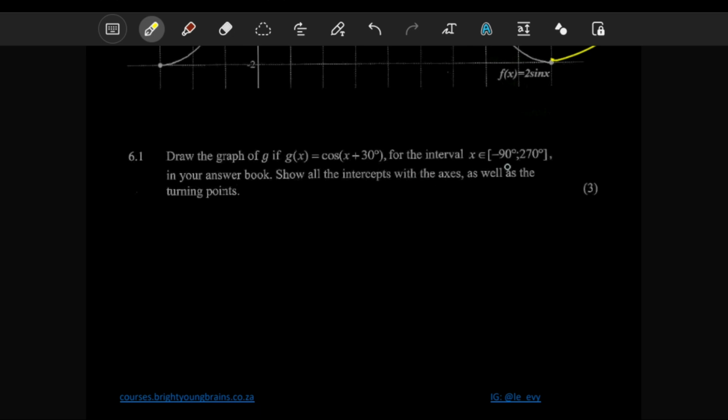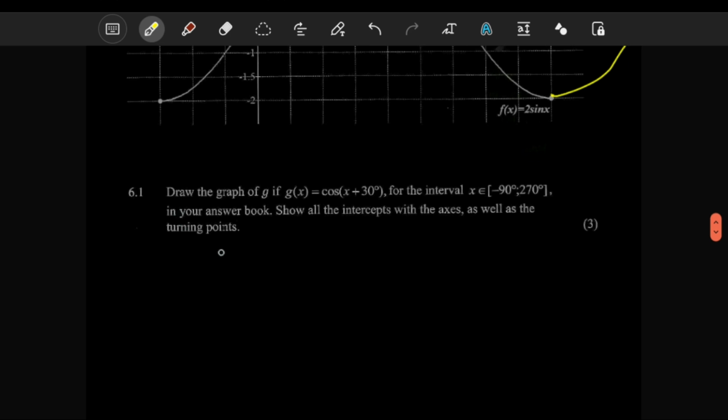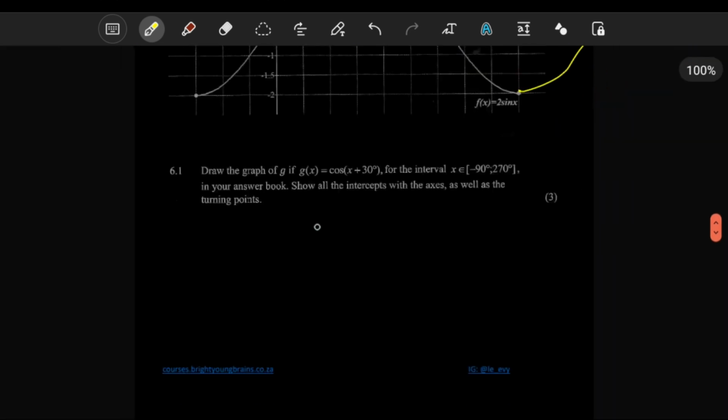And then it says here for the interval negative 90 to 270. So I'm just going to draw it here. You should write in your answer book, show all intercepts with the x-axis as well as the turning points. The key thing when drawing a graph like this is to always remember what a standard image looks like. So let me draw a standard image first.